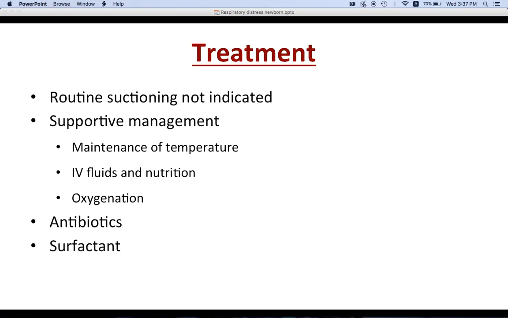Treatment: routine suctioning is not indicated in every case of meconium aspiration syndrome. Supportive management in the form of maintenance of temperature, IV fluid and oxygenation is to be provided. Antibiotics are usually administered to cover superadded infections. And as there can be secondary surfactant deficiency due to surfactant denaturation by meconium, administration of surfactant may be beneficial to these kids.